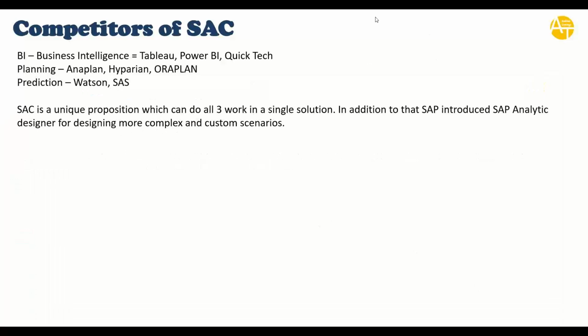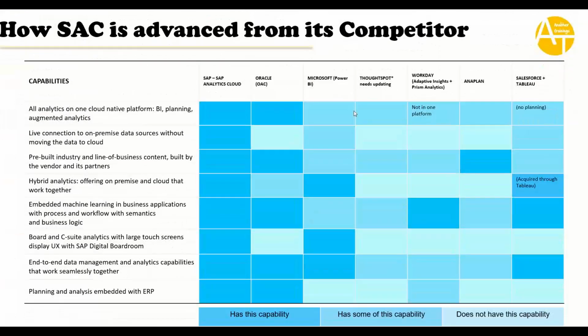So let's look at that. That slide is here. You can see the different capabilities and how the advancement of SAP compares with its competitors. We compare Analytics Cloud with Oracle, Microsoft Power BI, ThoughtSpot, Workday, Anaplan, and Salesforce. Take all analytics on one cloud platform with BI, planning and augmented analytics. Here SAP comes in with high capability. The higher the color, the higher the capability. Oracle and SAP both have higher capability, but other platforms are not providing a single solution for all activities.